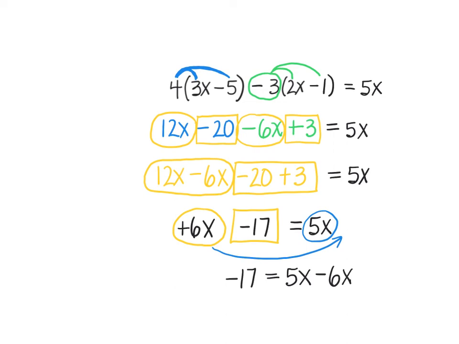So from here, we're just going to simplify in our final steps. 5x subtract 6x is going to give you negative x, and the negative 17 is already simplified. Now, the last step is going to be to realize that in front of that x, there's actually a negative 1. So to isolate that x, we're going to have to divide by negative 1. And if we do it to that side, we have to do it to the other side, which means that we're going to be left with 17 is equal to x.